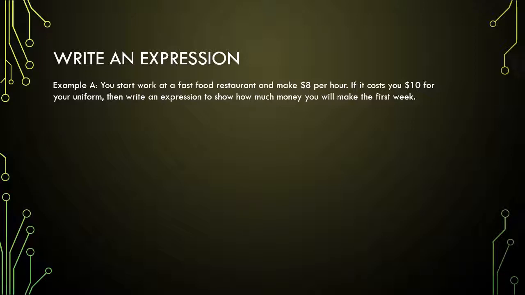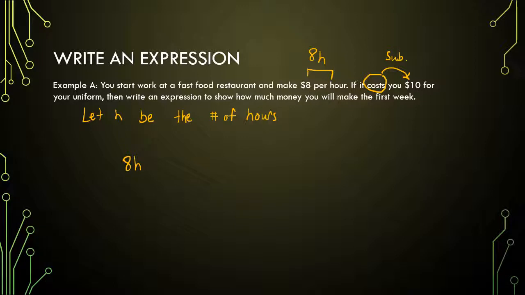So to start it out, I need a variable. We're talking about hours, so I'm going to let H be the number of hours. Since 8 is paired with per hour, we're going to be thinking of that as 8H. Then we have a cost of $10. That's going to tell me that I need to subtract. To figure out my profit then, I would be taking 8H minus 10.